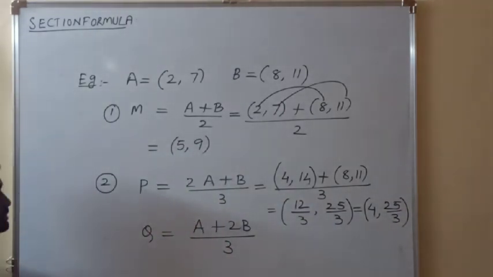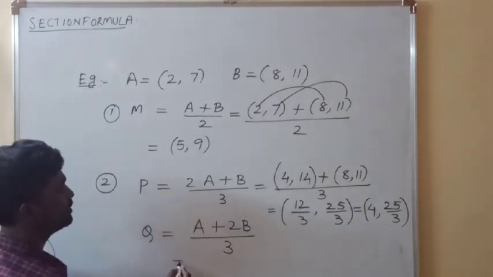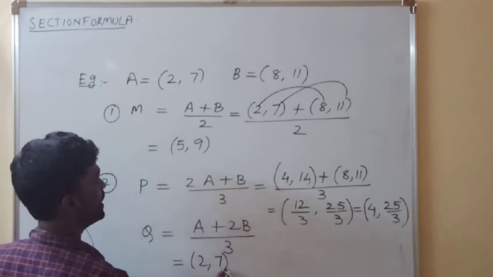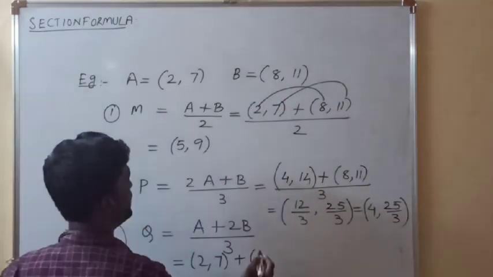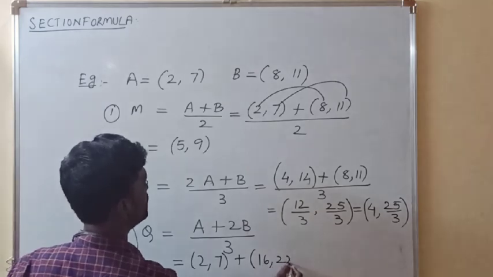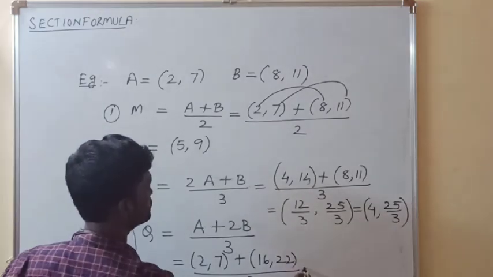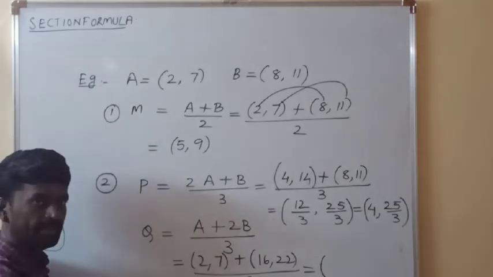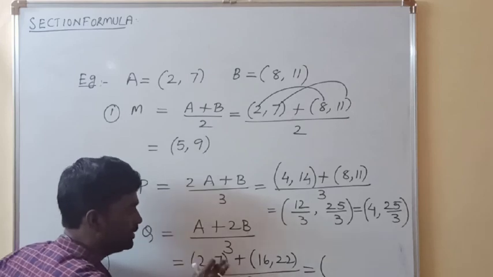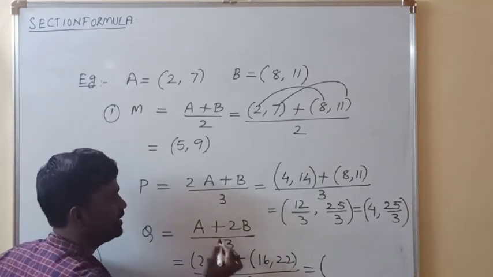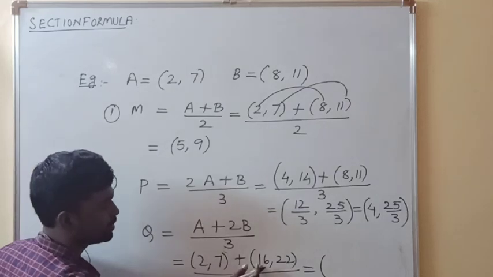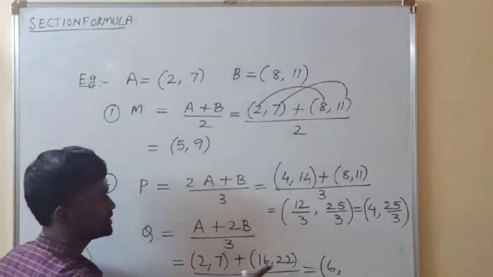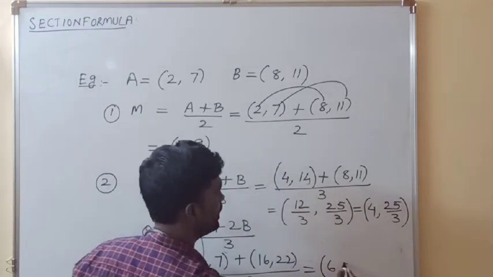Next one, Q. Q is (A plus 2B) by 3. A is (2, 7) plus 2B. 2 8s are 16, 2 11s are 22, divided by 3. Here I am writing directly. See, 2 plus 16 is 18. That means we are adding corresponding x coordinates and y coordinates. 2 plus 16 is 18. Divided by 3 is 6. 7 plus 22 is 29. Divided by 3.